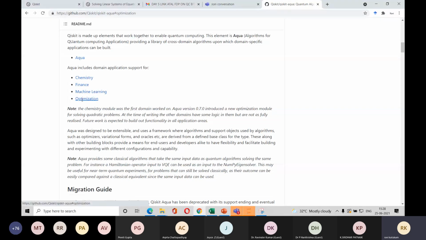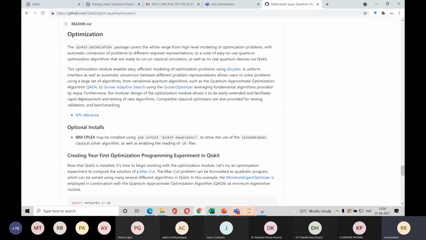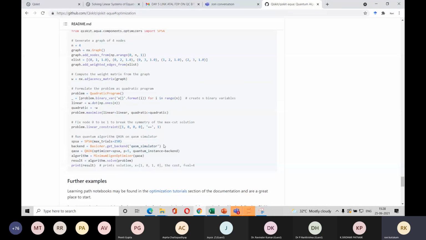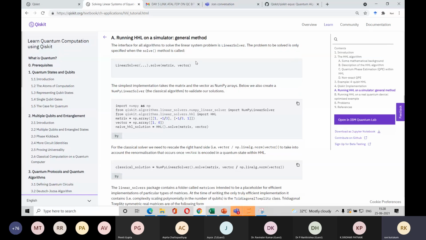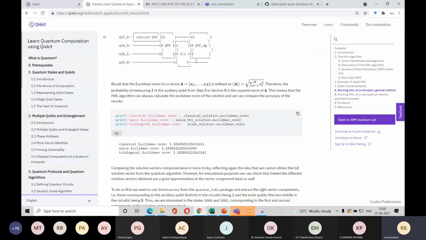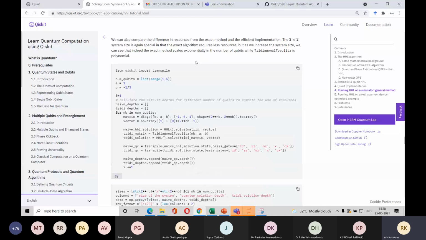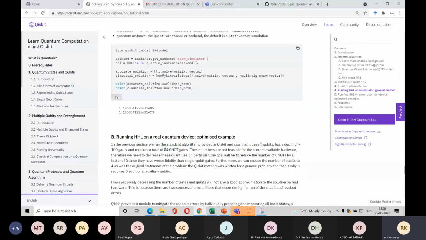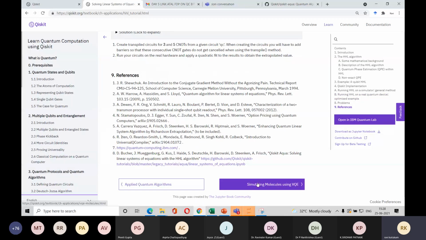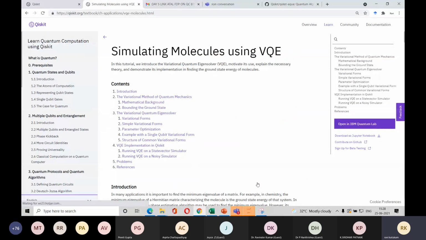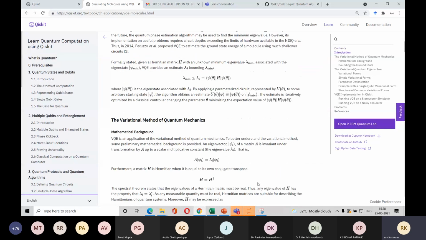So if I go to optimization, you can see algorithms like QAOA and Grover adaptive search. So we'll come back to it in a minute once we complete the discussion on the applications. So HHL is one algorithm that will solve a linear system of equations. Okay. Then one more applied algorithm. Just let us see, simulating a molecule using VQE. Okay, so this is a variational quantum eigensolver.